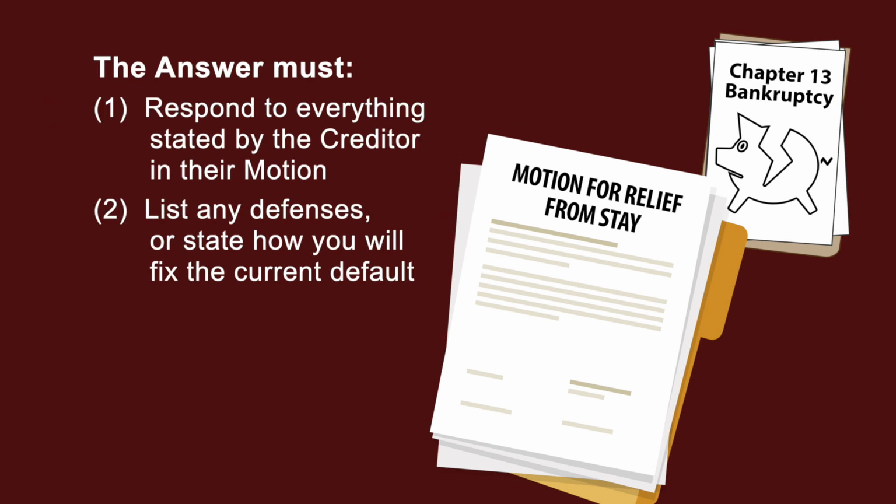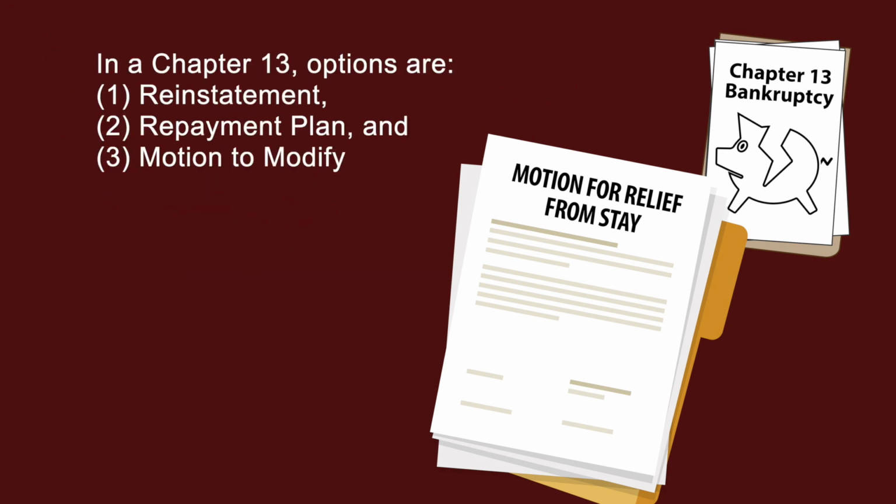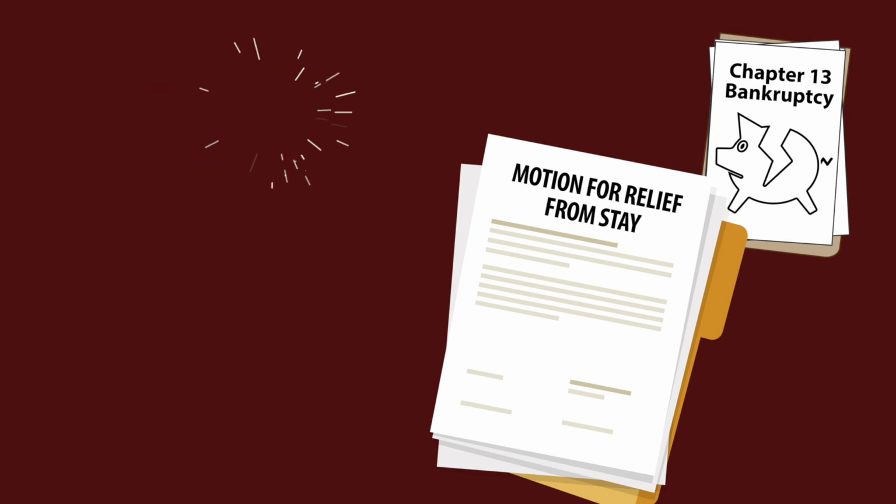This response must respond to everything that is stated by the creditor in their motion, and you must also list any defenses or how you're going to fix the current default. The standard is strict, so basically if you've missed the payments, then you don't generally have a defense. That doesn't mean that you don't have any options, however. The options are reinstatement, repayment plans, and a motion to modify.